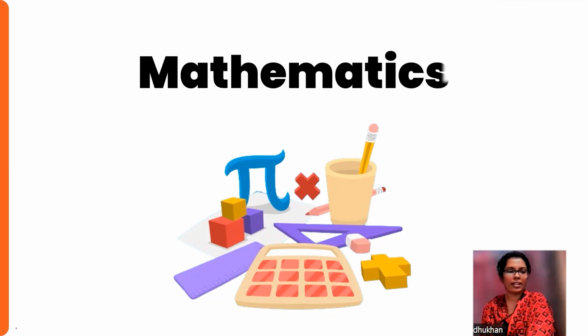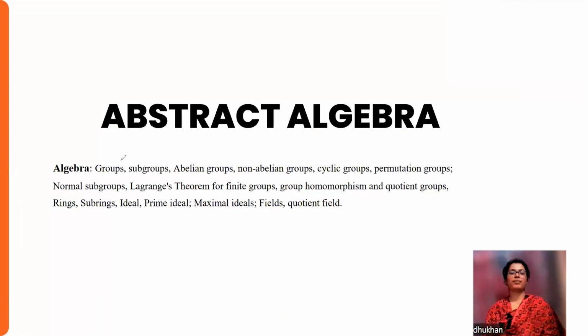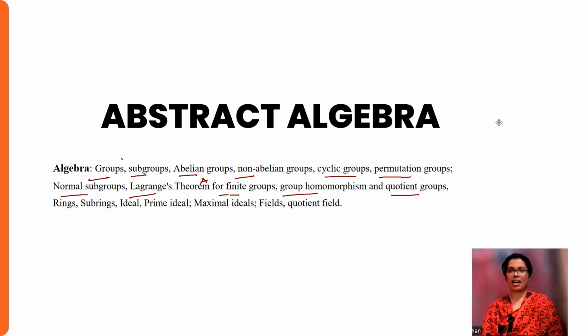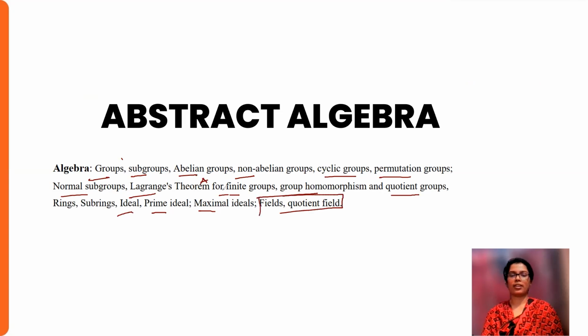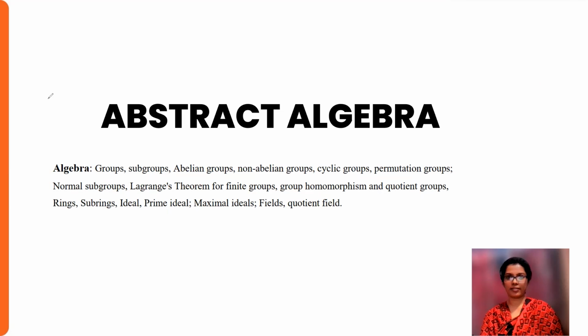Hello, good evening. This is going to be lecture 1 on abstract algebra. Today, if you look into the syllabus of abstract algebra, we have group theory, subgroups, abelian groups, non-abelian groups, cyclic groups, permutation groups, which are very easy, normal subgroups, Lagrange's theorem for finite groups, which is a very important theorem. Then we have group homomorphisms and quotient groups. Then we have rings and subrings. And then we have ideals, prime ideals, maximal ideals, a very small topic on rings and ideals, and a very small part of fields.